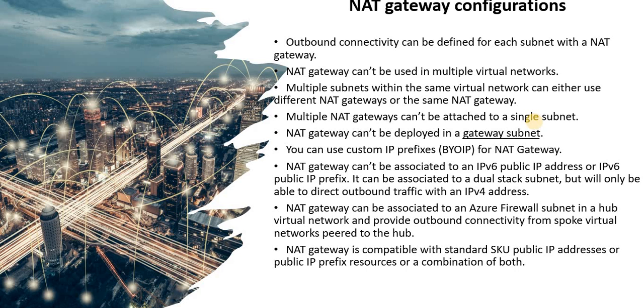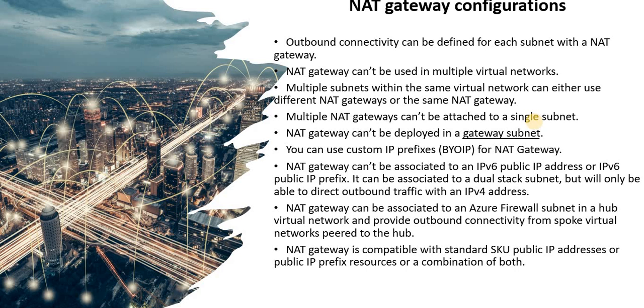NAT gateway configurations. Outbound connectivity can be defined for each subnet with a NAT gateway. NAT gateway can't be used in multiple VNets. Multiple subnets within the same VNet can either use a different NAT gateway or the same NAT gateway. Multiple NAT gateways can't be attached to a single subnet. NAT gateway can't be defined in a gateway subnet.